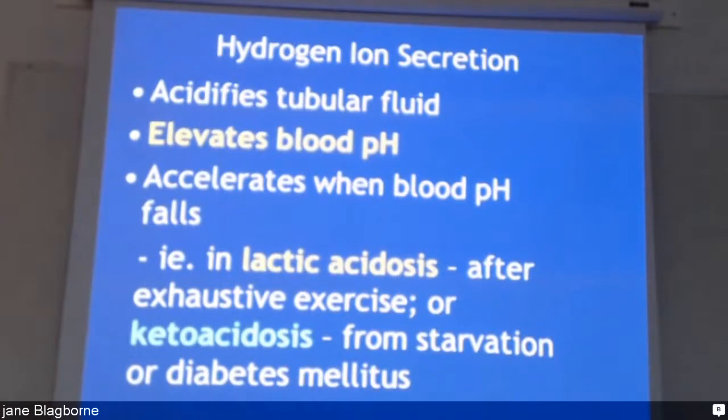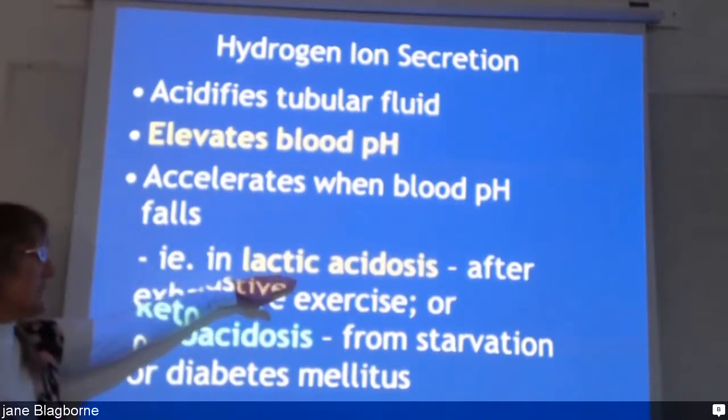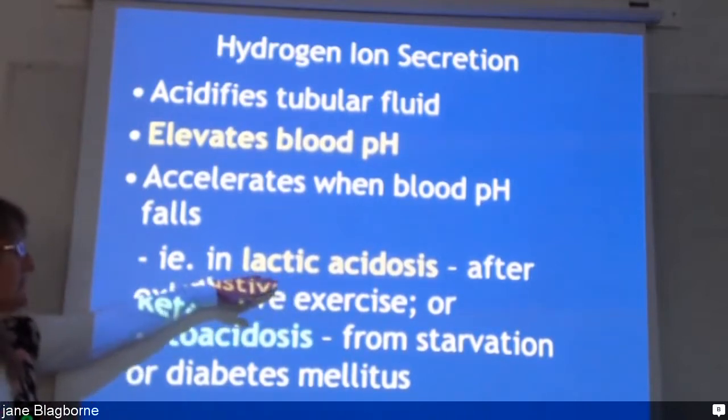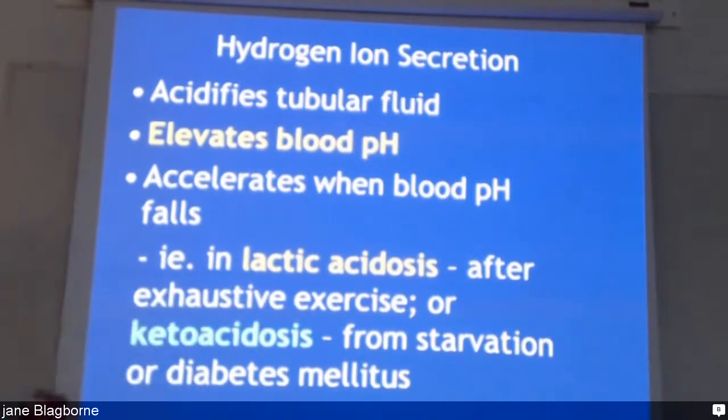Again, we're going to do electrolytes, so this is going to come up again. So hydrogen ion secretion acidifies tubular fluid and elevates the pH of the blood. And also we'll talk about lactic acidosis and ketosis. Lactic acidosis, of course, is lactic acid produced when you have a lot of exercise, and it ends up being cramps in your muscles and pains, usually in your calves.